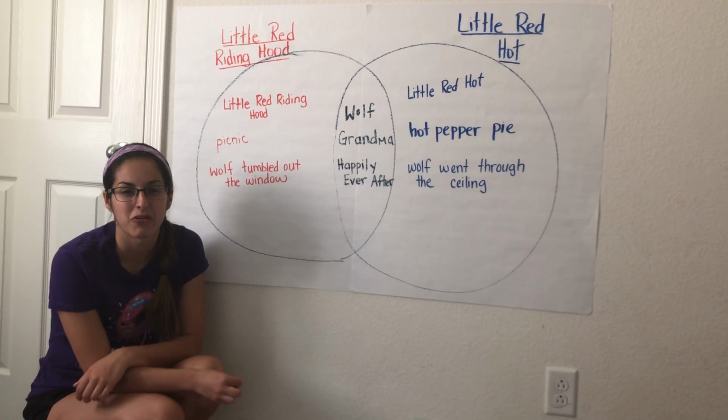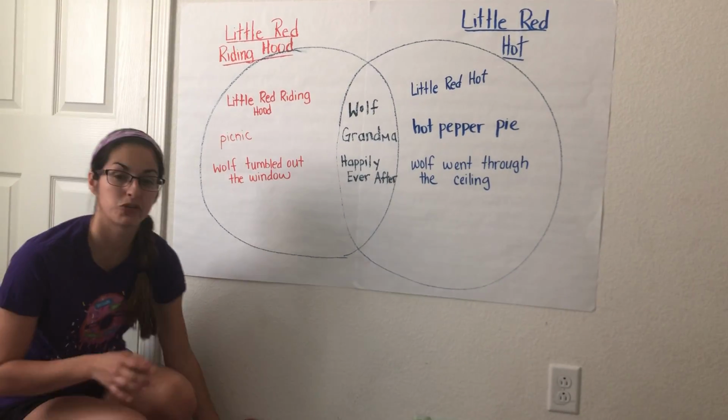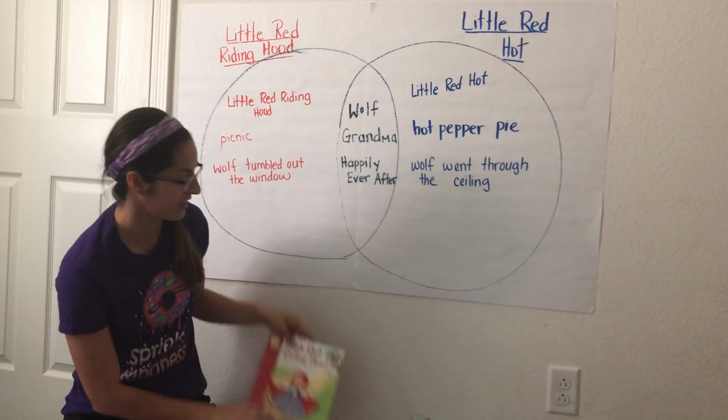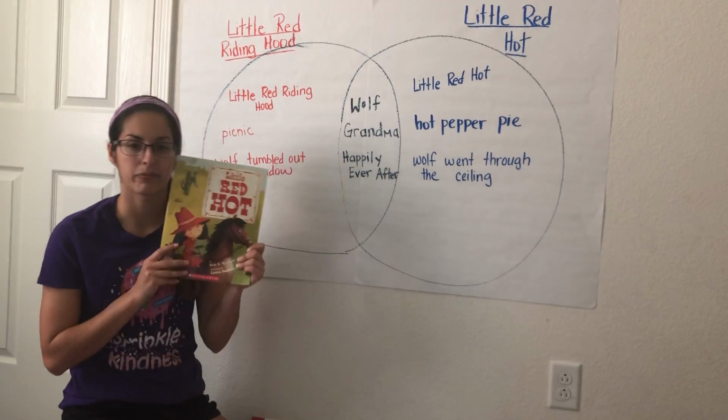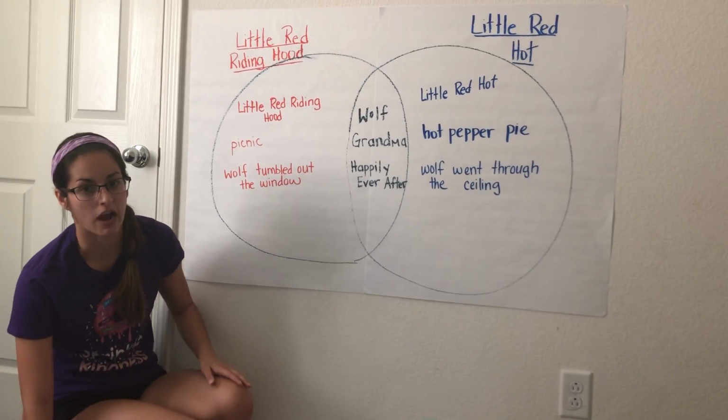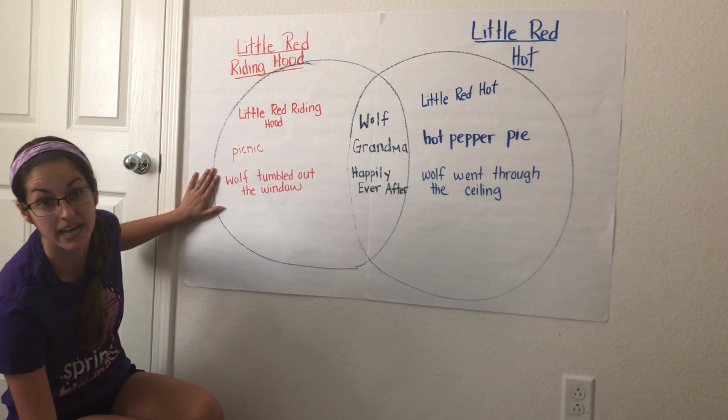Friends, today we are going to compare and contrast our two stories from this week. The first one that we read was Little Red Riding Hood, and the second one that we read was Little Red Hot. To compare and contrast, we use a graphic organizer or a tool called a Venn diagram.